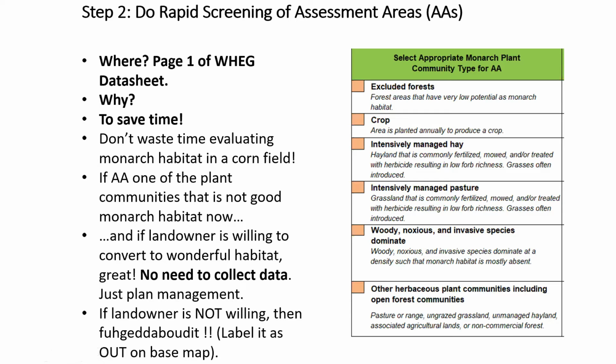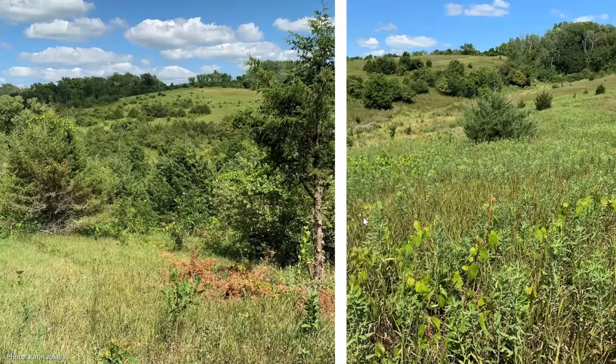And here is an example of some sites. The one on the left is so brushy that you probably don't need to waste your time going out in the field to evaluate it. It's not very good monarch habitat. Here on the right, it's still brushy, but less so. The areas without the cedars could be monarch habitat. I would go out and evaluate that.